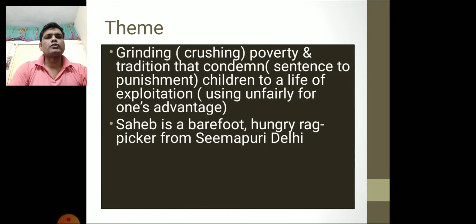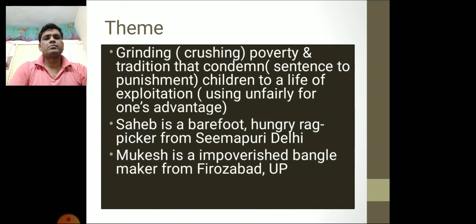Sahib is a barefoot, hungry rag picker from Seemapuri, Delhi. He does not go to school. He collects garbage and sells it to the dealer to earn money. He is a partner in survival. Due to poverty, he is forced to lead this life of exploitation. Later on, he gets a job at a tea stall. He becomes a child laborer. He loses his freedom. He becomes a slave of his master.